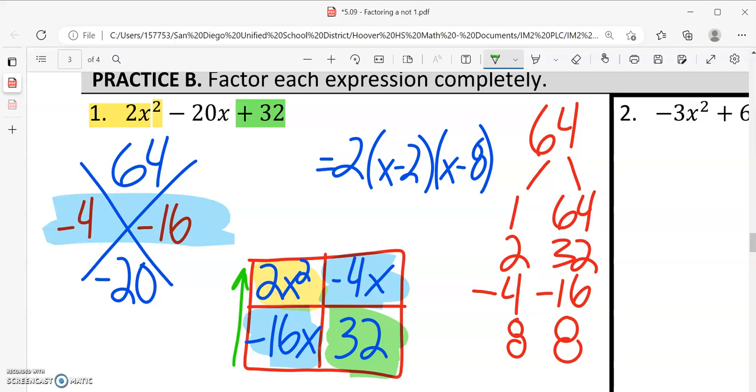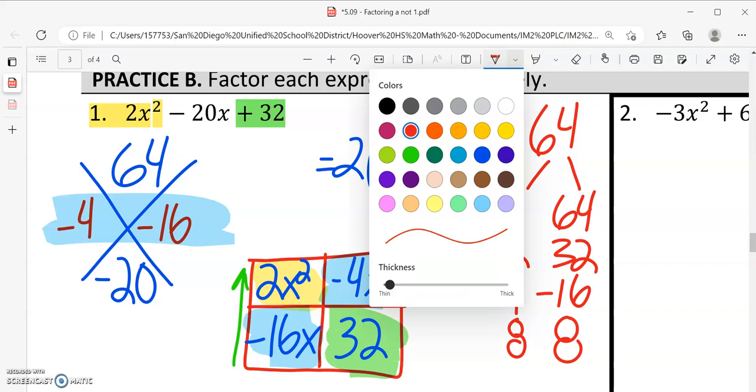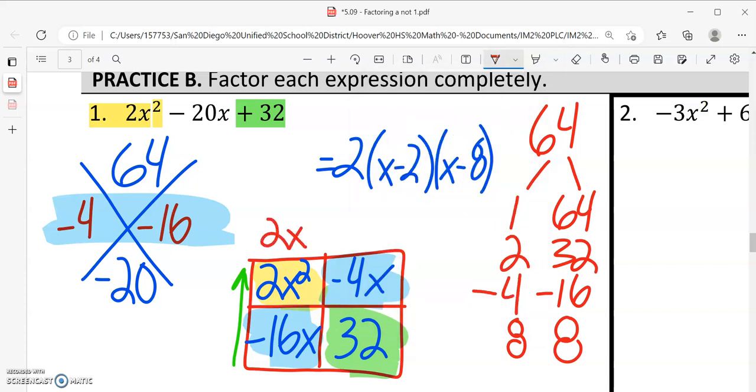What can we factor out of both 2x squared and negative 16x? X is correct, and something else. A 2. They're both even, and there's an x in both of them. So we can pull out a 2x. All right? I'll erase this arrow, just get out of the way.